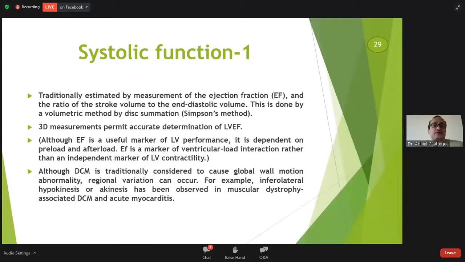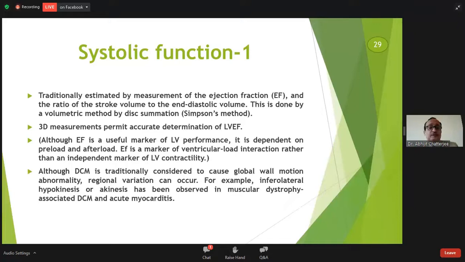Systolic function is traditionally estimated by the measurement of the ejection fraction and the end systolic volume. This is done by a volumetric method, by summation using Simpson's method that I have already shown. 3D measurements I have also shown. Now, it is important to understand that although ejection fraction is a useful marker of left ventricular performance, it is dependent on the preload and afterload. The ejection fraction is a marker of ventricular load interaction rather than an independent marker of left ventricular contractility.